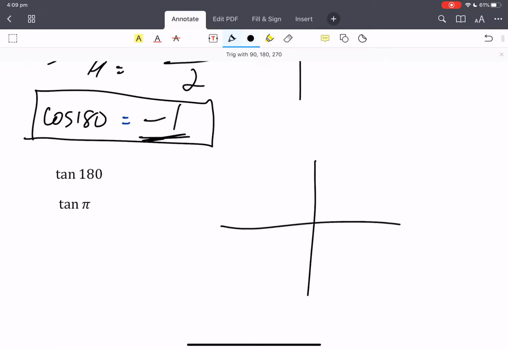Tan 180. That's an easy one. There's my 180. That slope is 0.